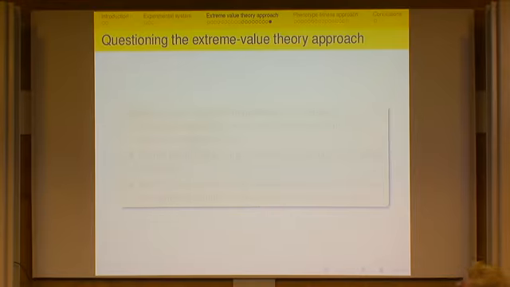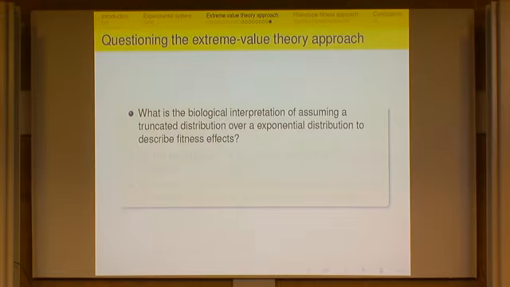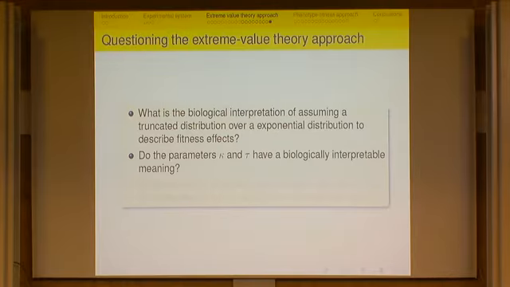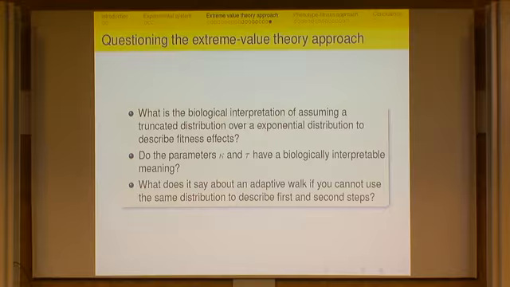Nope, because now we're going to get to what this might mean biologically. So here's the deal. How do you interpret these parameters? That was exactly your question. Is there a way to interpret this kappa parameter, which seems to be telling me what kind of distribution I should expect for fitness effects of adaptive mutants? Could it have a potential biological meaning? And same for tau. And what does it say about adaptive walks if you can't fit the same distribution to the first and second step?